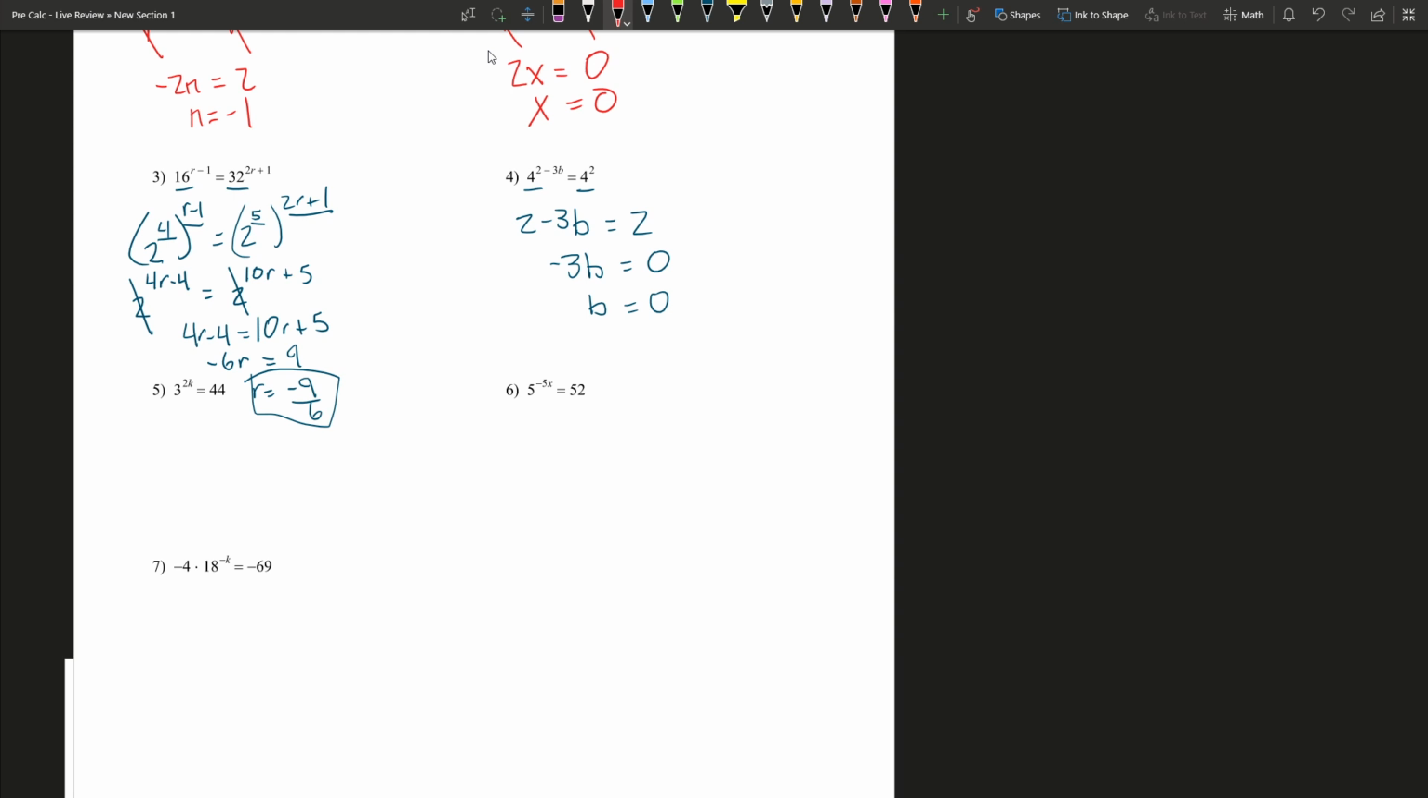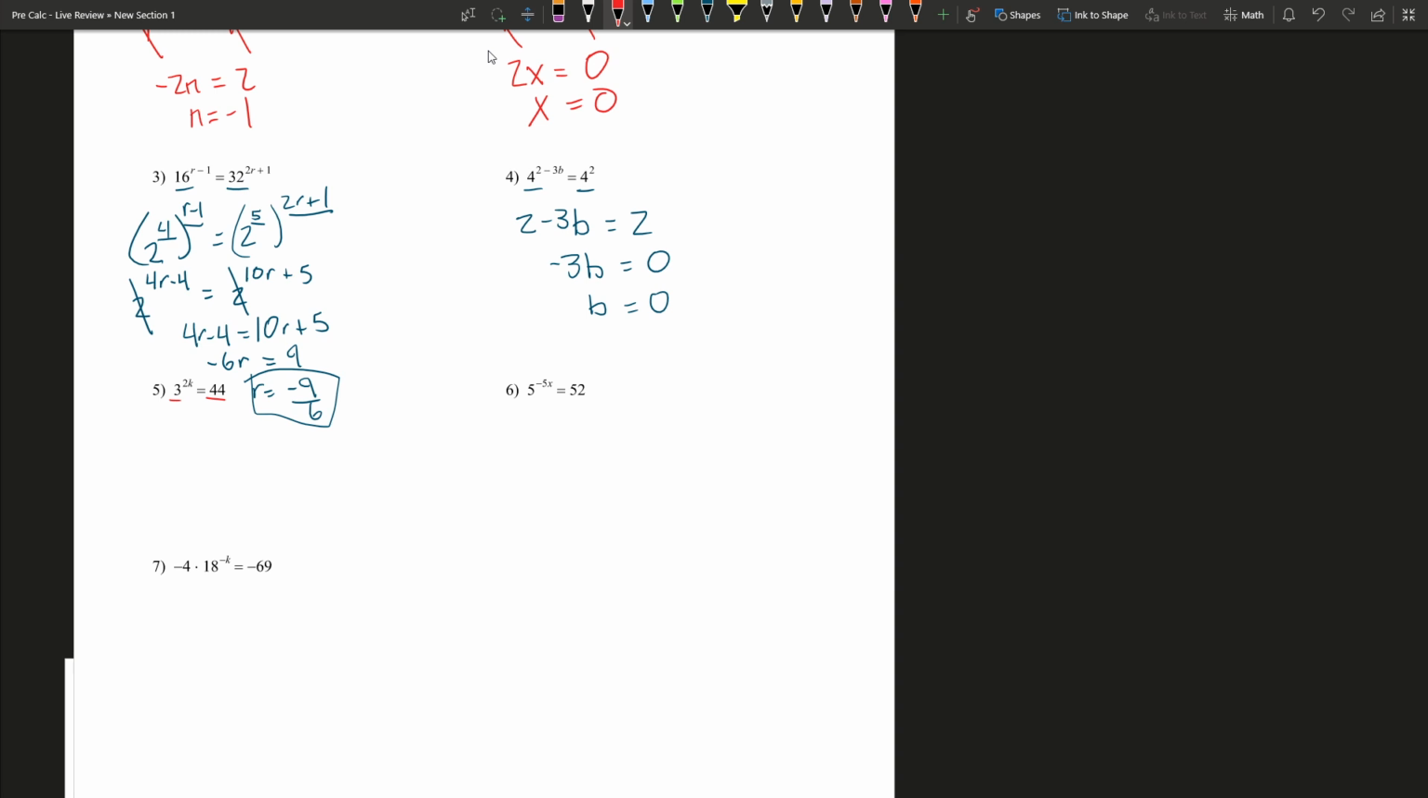On number 5, the left-hand side, we have a base of 3. On the right-hand side, we have a base of 4. There is no common base between them. 3 squared is 9, 3 cubed is 27, 3 to the 4th is 81. So there's nothing that's going to get us anything close to 44.